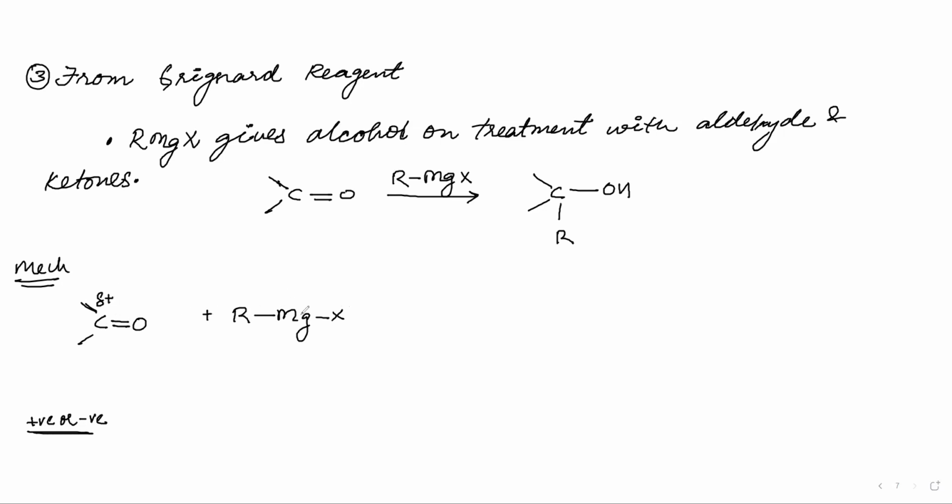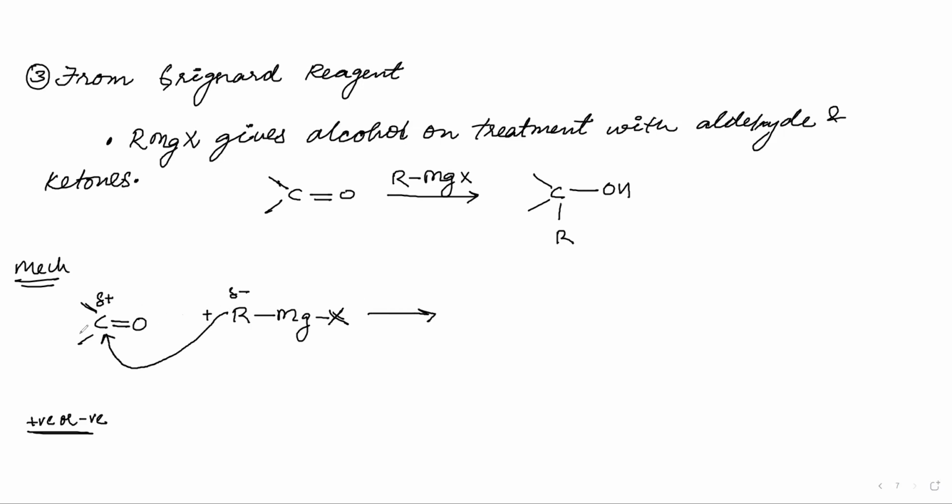Now tell me about this RMgX. I hope you remember, will R contain delta positive or delta negative? Delta negative, because it is connected to a metal, and this metal is electropositive. It gives electrons, and R will be delta negative. So R can attack the carbonyl carbon, and you will get an adduct here.